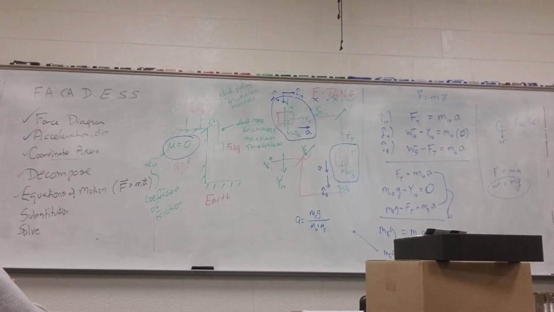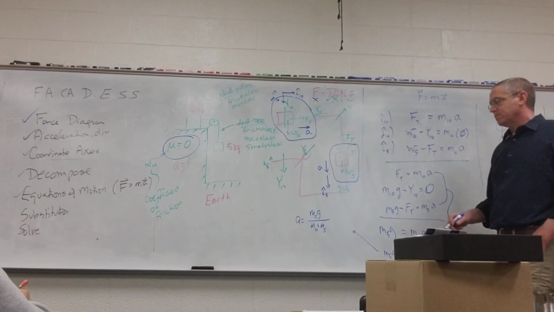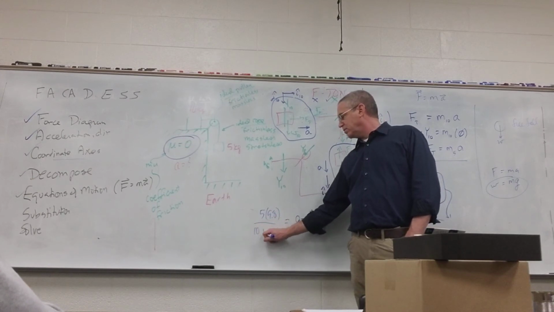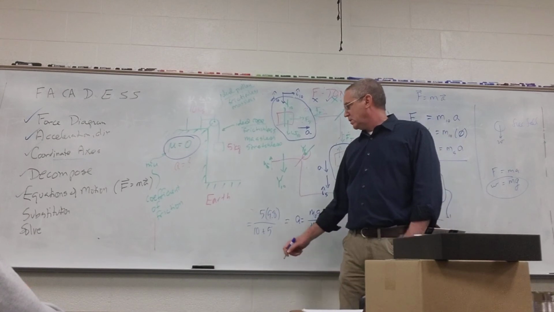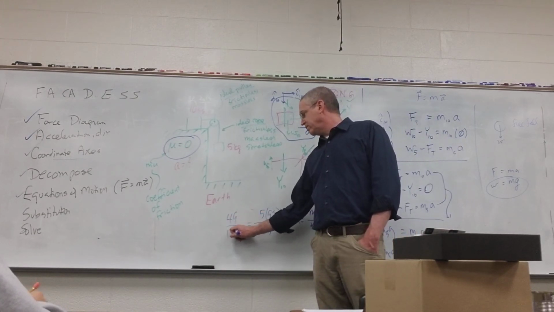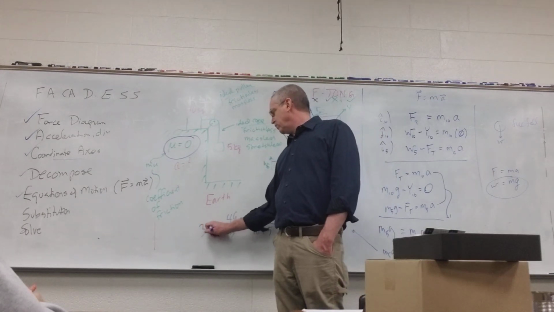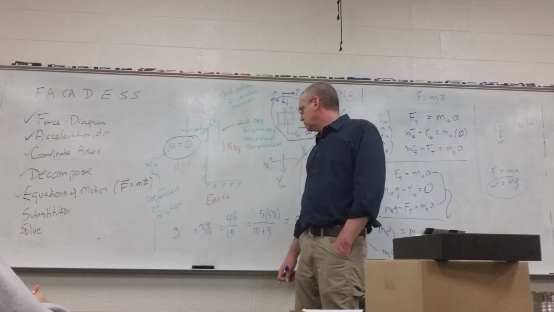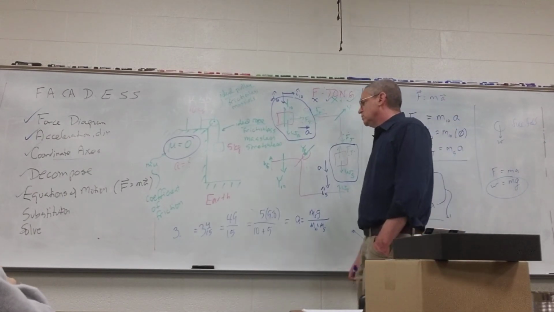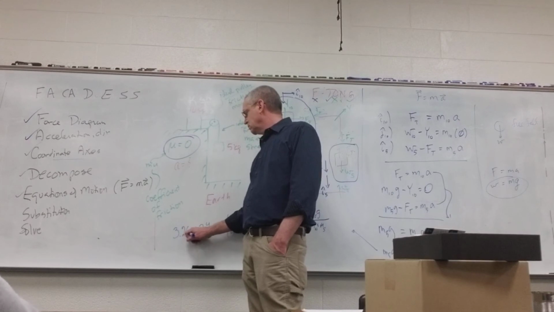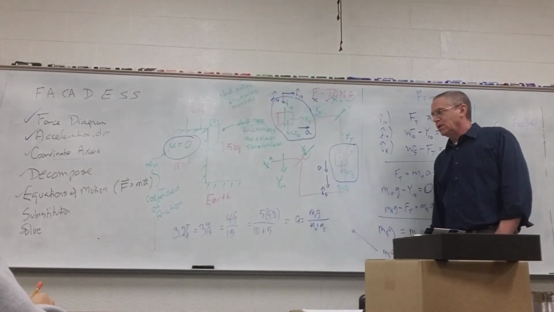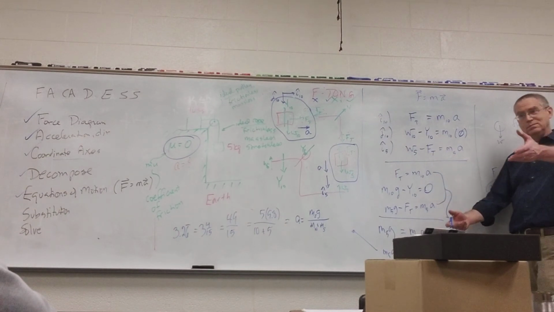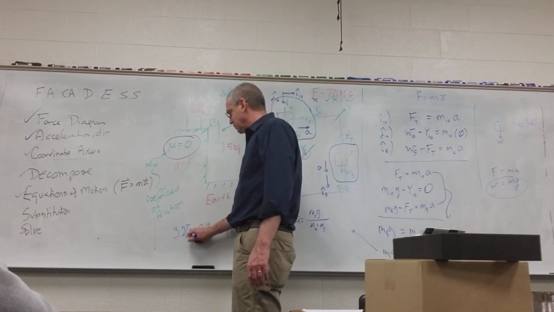We have a formula for acceleration for this problem. It's now a plug and chug problem. 5 times 9.8 divided by 10 plus 5, which ends up being 49 divided by 15, which is 3 and 4/15, which in decimal form is 3.26 meters per second squared.